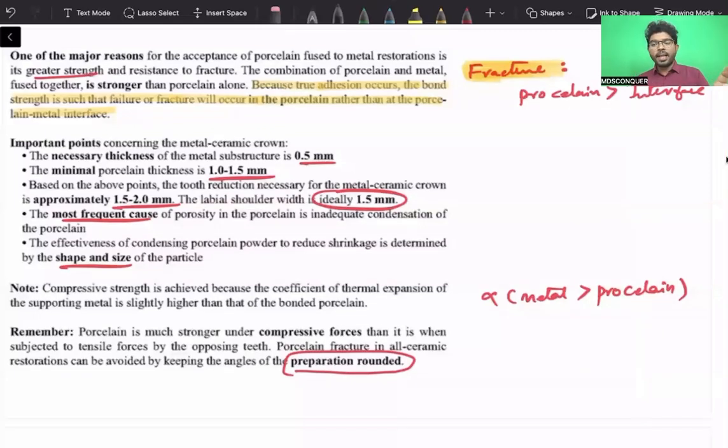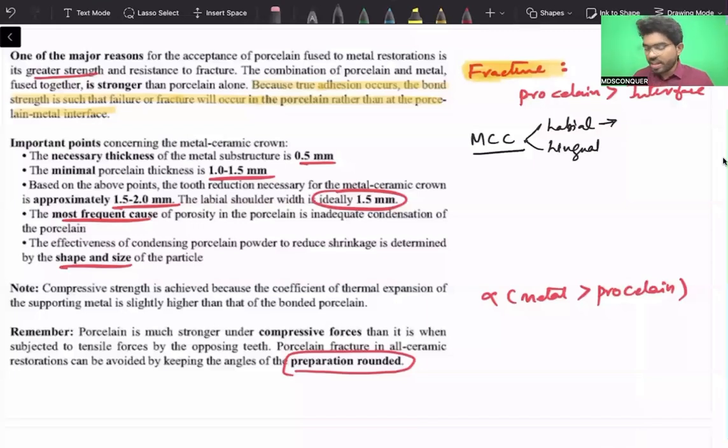So this is basically a metal ceramic crown. Now tell me, what is the finish line of choice in a metal ceramic crown? Yes, a metal ceramic crown has two finish lines, one on the labial or facial side, the second on the lingual side.